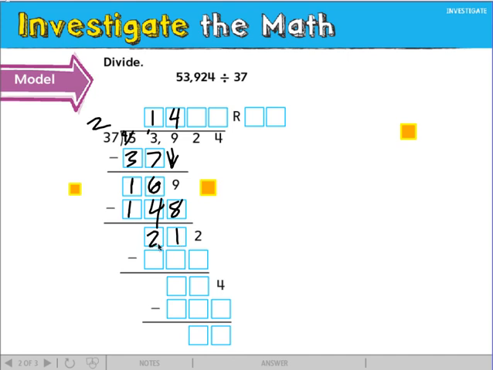6 minus 4 is 2. That's a 0. 21 is less than 37. I'm good. Now I bring down my 2. 212. I'm having the same problem over and over and over. Do you guys see what's happening? Yeah. These numbers are huge and they're hard to work with.